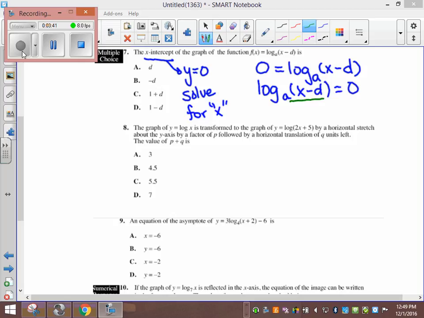So a to the 0 equals x minus d. What is a to the 0? What's anything to the power of 0? 1. It doesn't just go away and be a 0. It's a 1. So I have 1 equals x minus d. Add the d over. X equals 1 plus d.